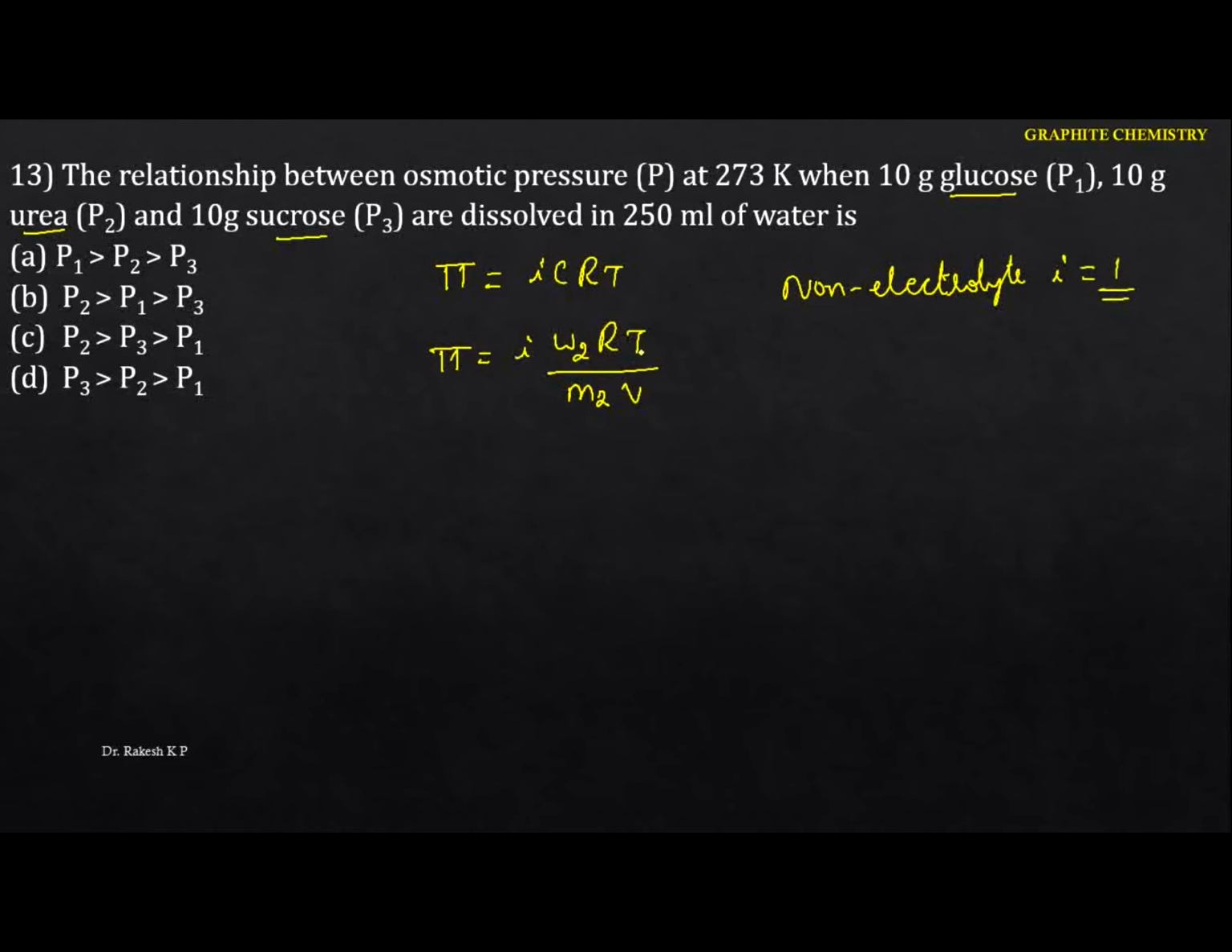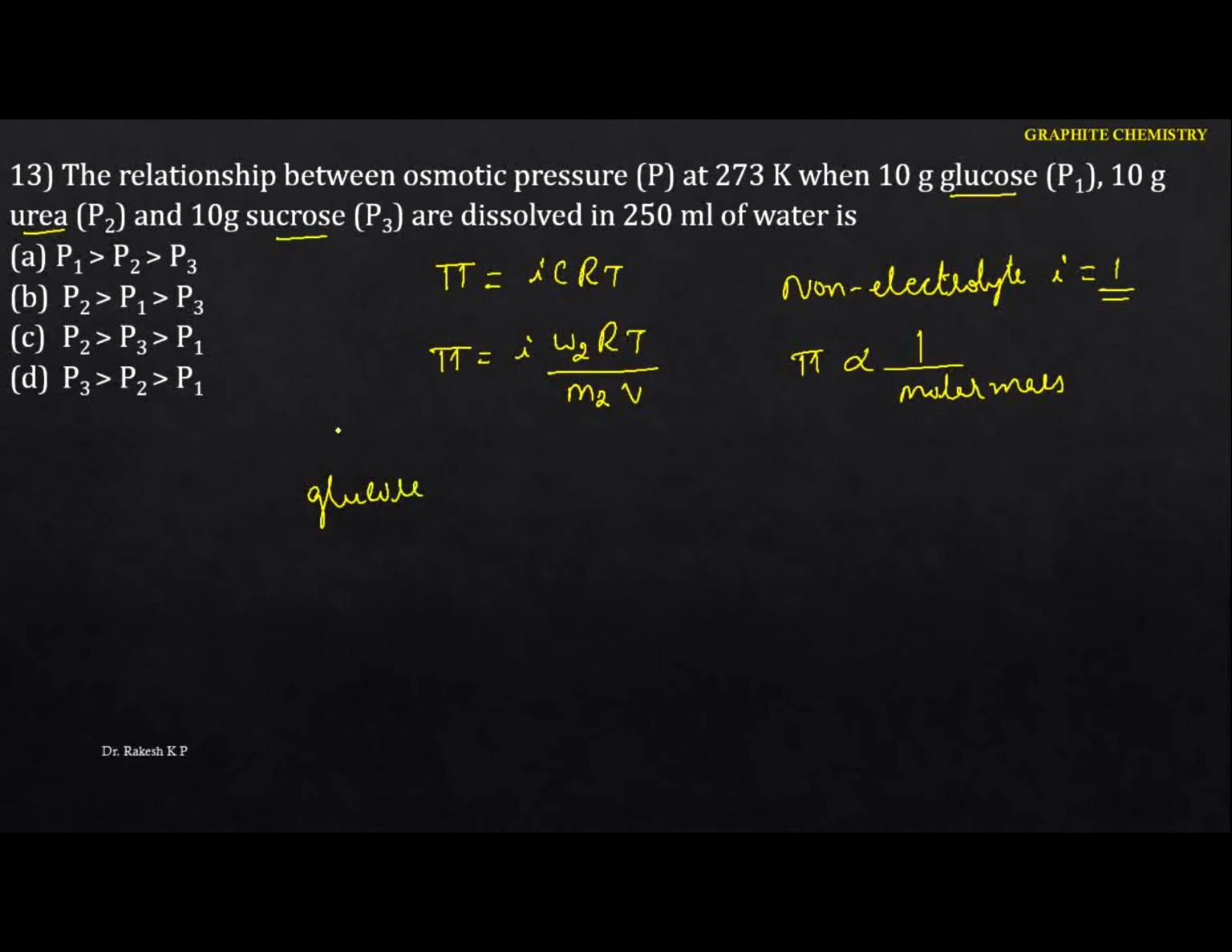You just identify the R and the T and see the volume. That means these remain the same here. So I can directly write that the osmotic pressure is inversely proportional to the molar mass. Let me take the glucose here.